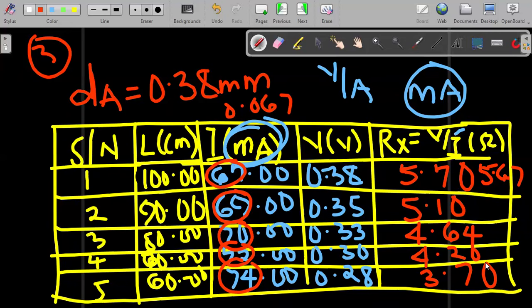Sir, yes. How will we get this value tomorrow? It's through experiment. You have to connect the wires according to the diagram.